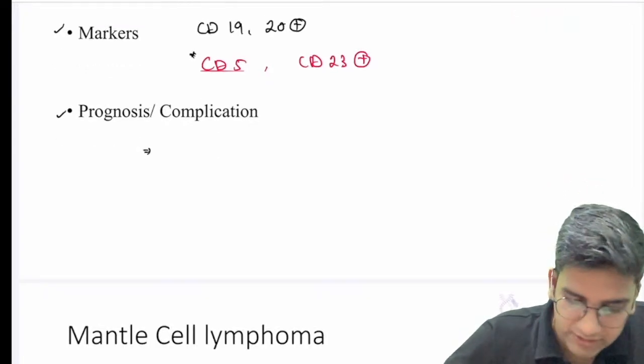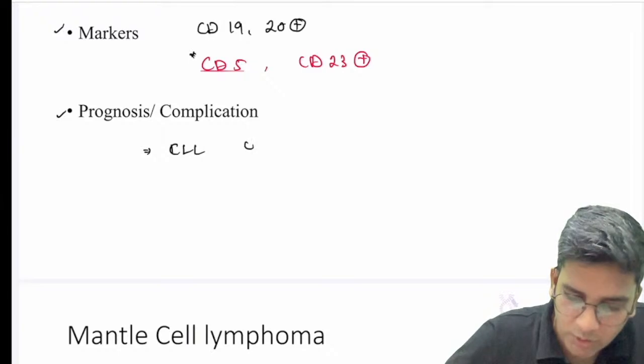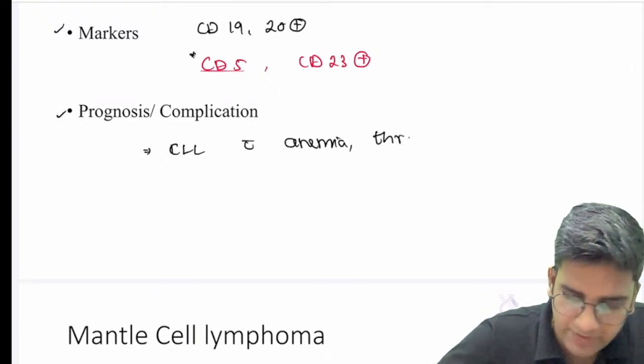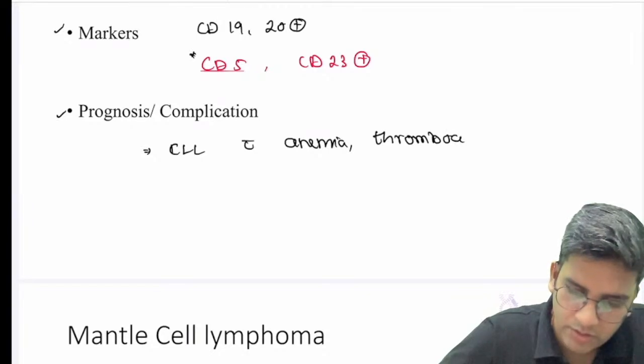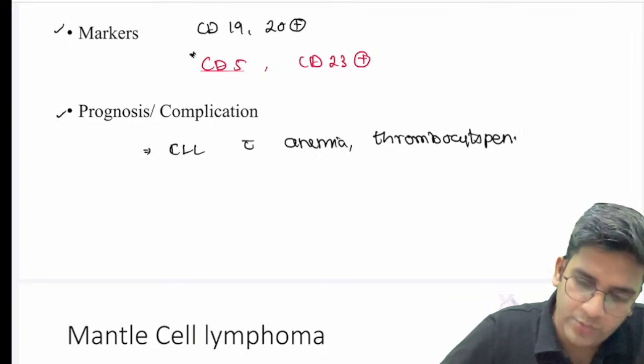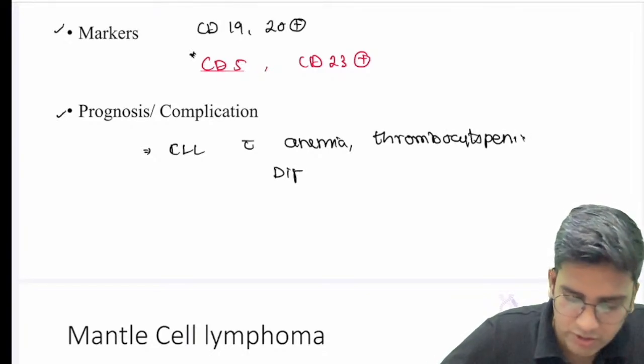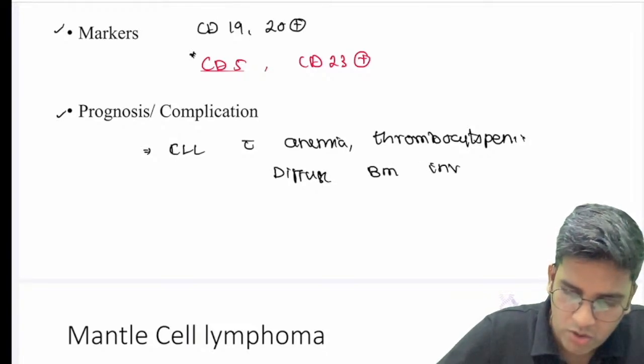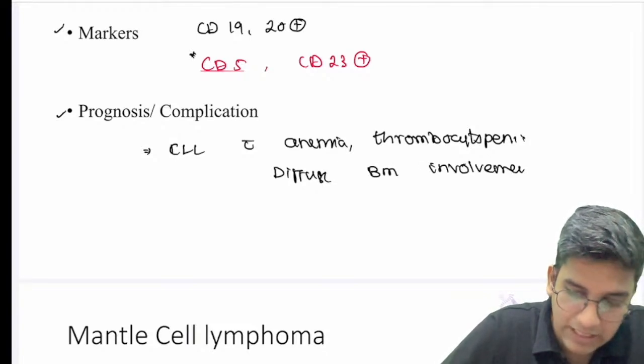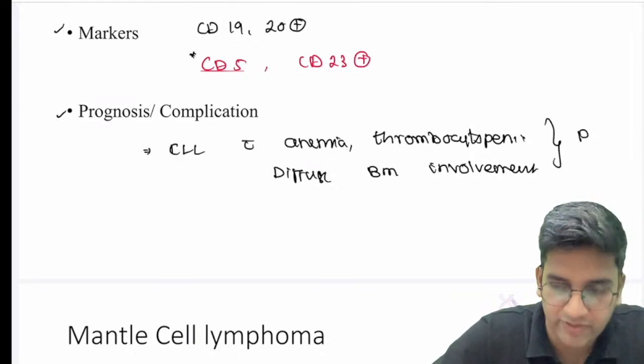The prognostic factors, if you have CLL with anemia, with thrombocytopenia, and with a diffuse bone marrow involvement, all these are classically poor prognostic factors.